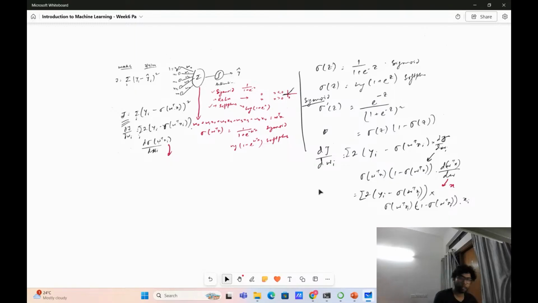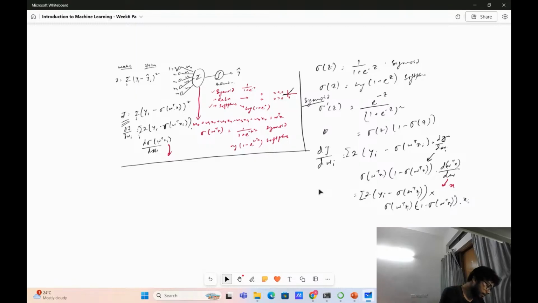Now, Mainak is asking, X is the set of inputs, right? Yeah, X is the set of inputs, and W transpose X is basically this summation function, W naught plus W1 X1 plus W2 X2 plus W3 X3 and so on. So that is just represented as W transpose X.